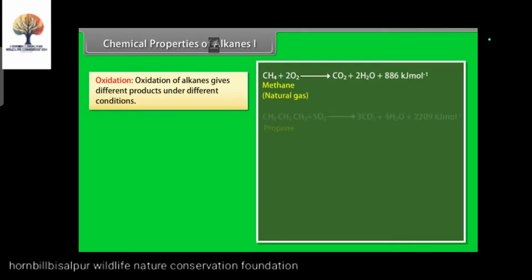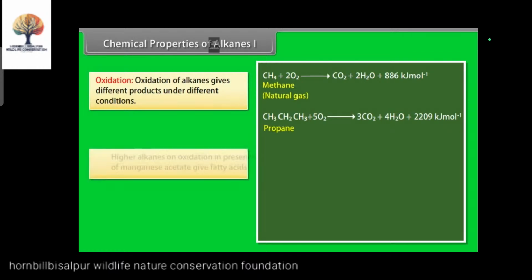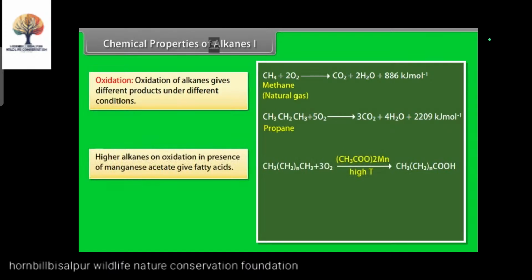Oxidation. Oxidation of alkanes gives different products under different conditions. Alkanes heated in the presence of air or dioxygen are completely oxidized to carbon dioxide and water with the evolution of a large amount of heat. Higher alkanes on oxidation in the presence of manganese acetate give fatty acids.